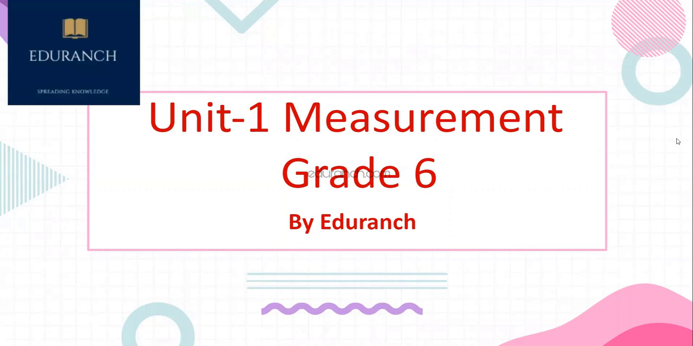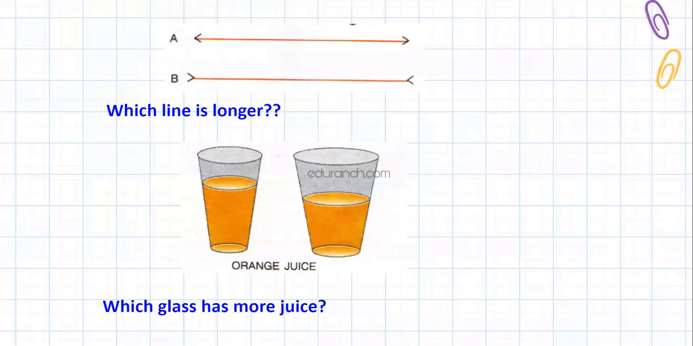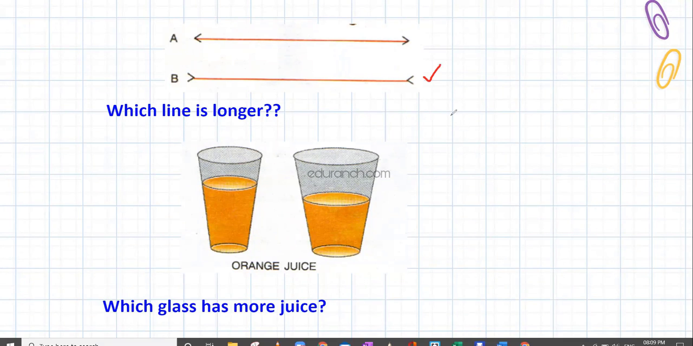Hello. So today we are going to discuss the chapter measurement from grade 6 physics. So can you tell me in these two lines, A and B, which one is longer? Okay, you might feel that line B is longer.